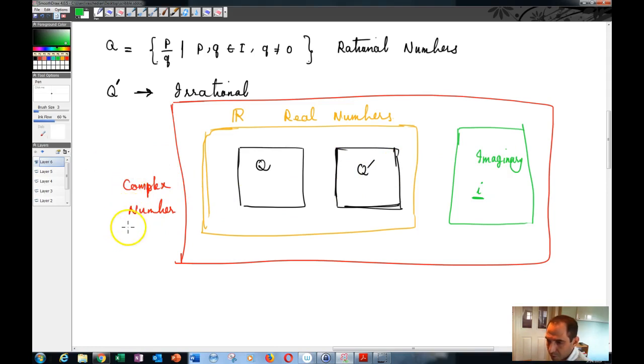For example, some number like 2 plus 3i. That's a complex number. 3i is an example of an imaginary number, and 2 is a real number over here. If you put it together with 3i, you get 2 plus 3i, which is a complex number. So that's basically these two kinds of numbers, all of the numbers, as far as I know, that we have in mathematics.